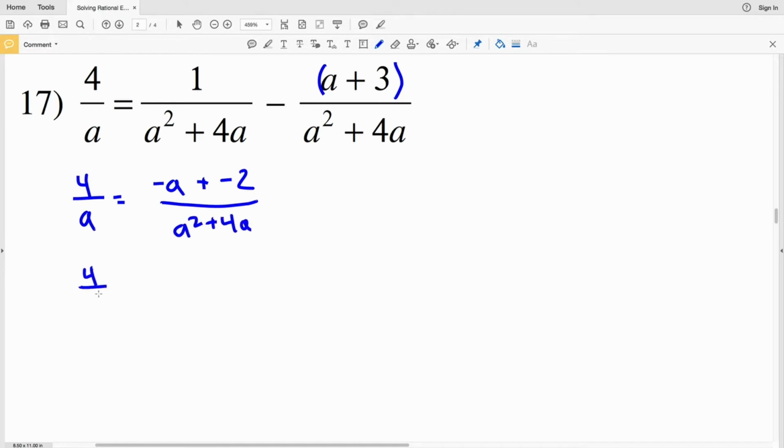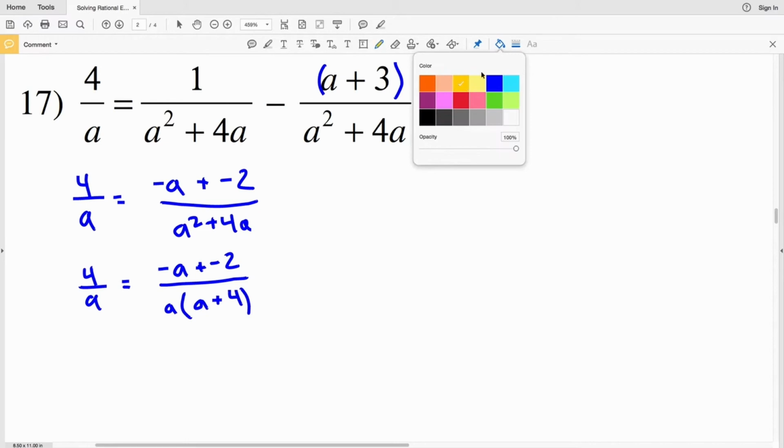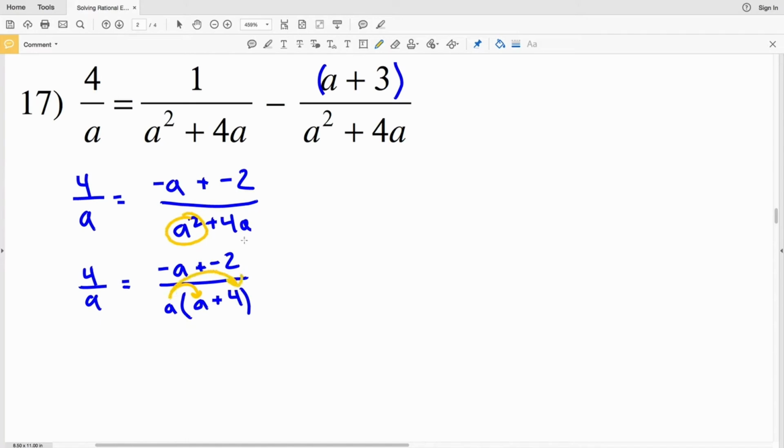So we'll have 4 over a equal to negative a plus negative 2 all over, and we're going to rewrite this denominator. We can pull out an a to get a times a plus 4. And you can see that if we were to redistribute that, a times a is a squared, and a times 4 is 4a. So we did the reverse of the distribution to pull out that a, and now we're going to multiply both sides by a times a plus 4.